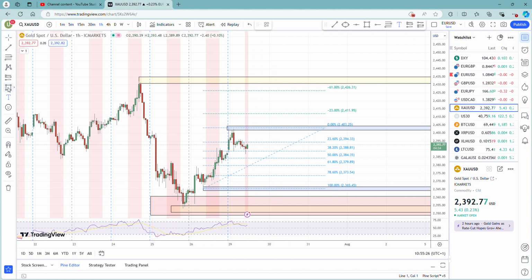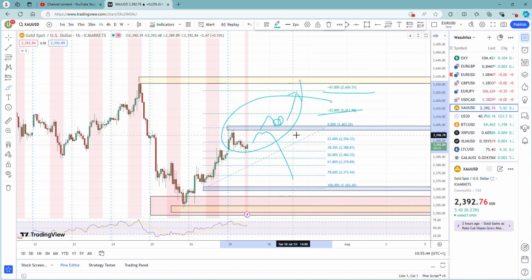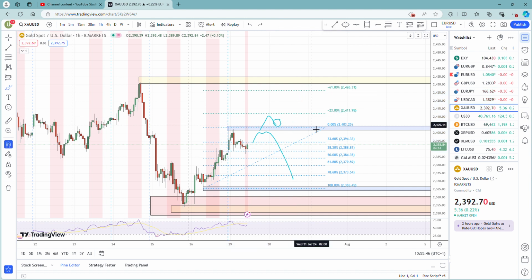So if price gets close to this region, it could either retest it and go down, or it could breach it, use resistance as support. This is where we would enter. If there's a bullish candlestick, then we would buy to -61 or -23. So that's how we trade gold, but right now there is no entries.